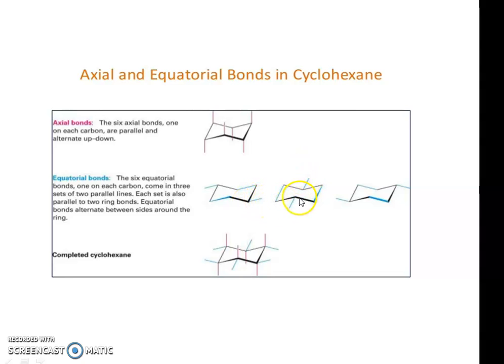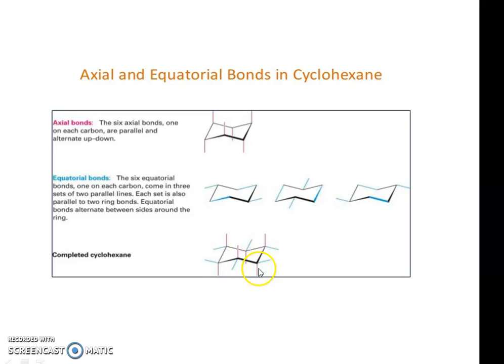So these are the 2 equatorial bonds. These are the 2. These are 1, 2, 3, 4, 5, 6. So 1, 2, 3, 4, 5, 6. These are axial. These are equatorial. That means these are parallel and they alternate up and down. Of course, these are parallel between the 2 planes, and each set is parallel to the 2 rings, which cover above and below the plane.